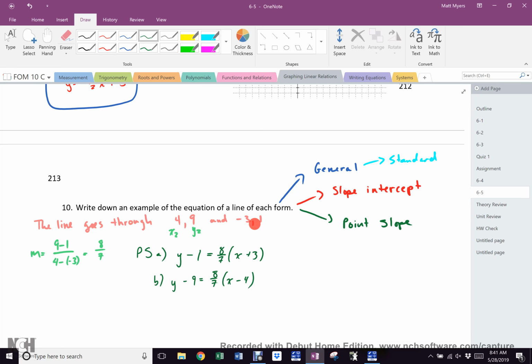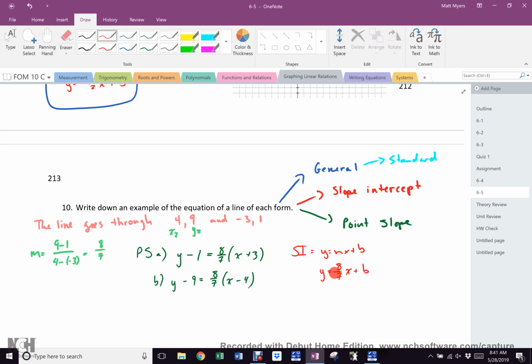So slope intercept is Y equals MX plus B. Well, Y equals, what's our M? 8 over 7 X plus B. Do I know a Y and an X here? Which should I use? It doesn't matter at all, does it? Which one do you want to use?